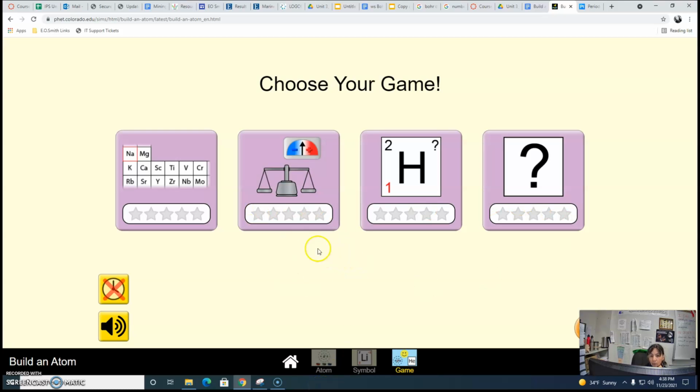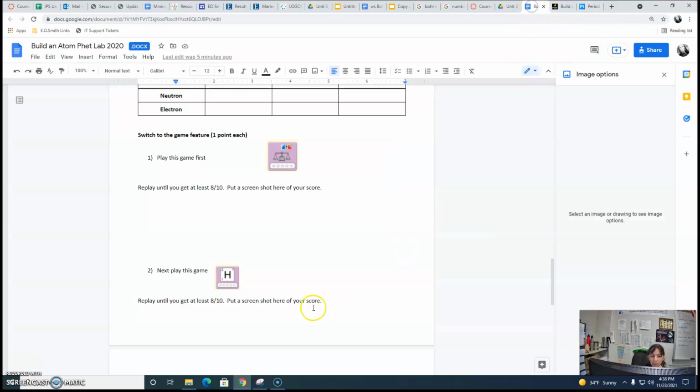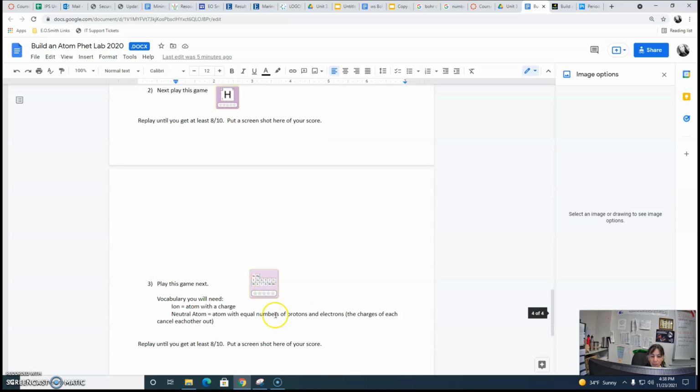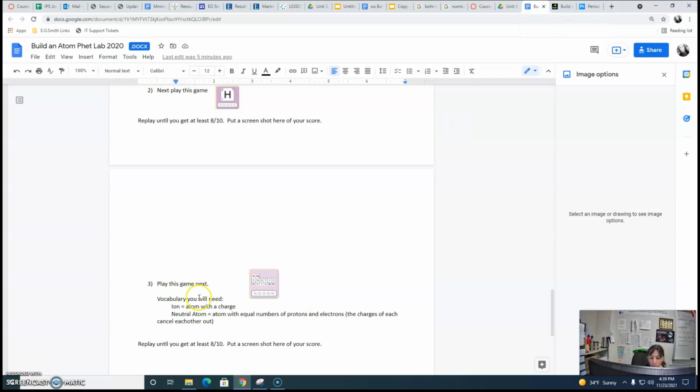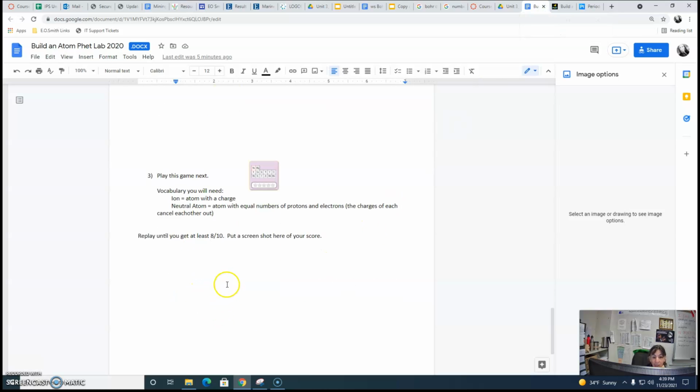This is self-explanatory, but basically there are 4 games here. I'm asking you to only play 3 of them. So you're going to play this one, and this one. And as you play, you're going to see that it's going to give you a score. And I'm asking you to take a screenshot when you get a score of at least 8 out of 10. Keep playing until you get 8 out of 10. When you get 8 out of 10 or more, take your screenshot, paste it here, and that's it.